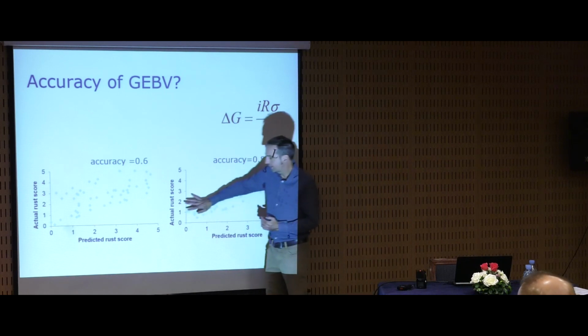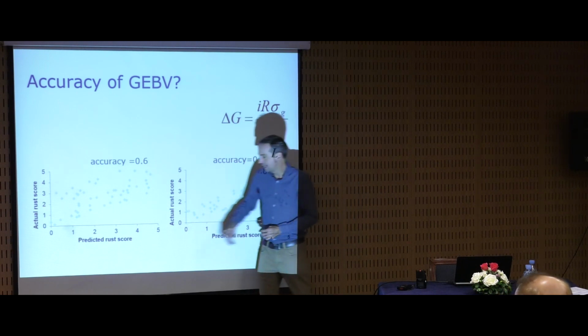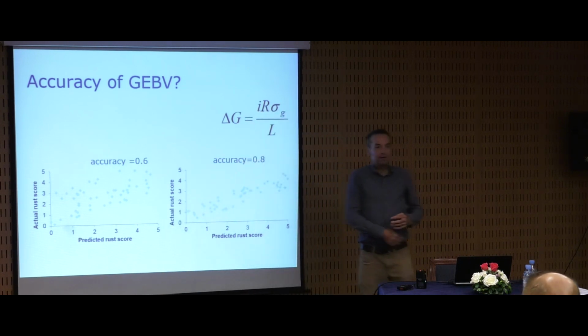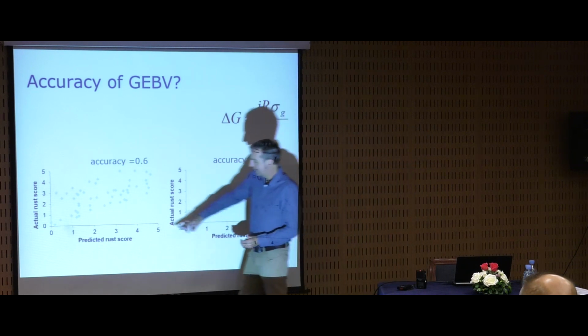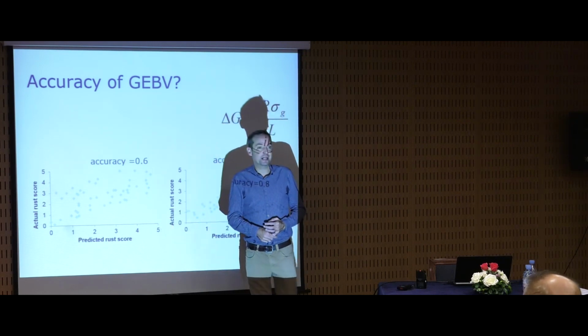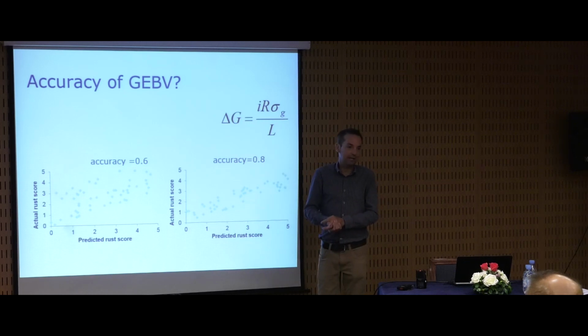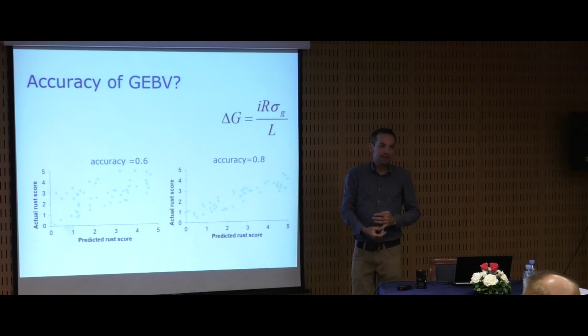In this first graph, we have an accuracy of 0.6. What does that actually mean? What does an accuracy of 0.6 give you? It means how well we can predict the true genetic value of an individual. Here, this is a rust example. We have on the x-axis a predicted rust score, so this might be a genomic breeding value for a rust score, and on the y-axis is a real rust score. So this might be from evaluating a line many, many times, getting a very accurate breeding value for that.